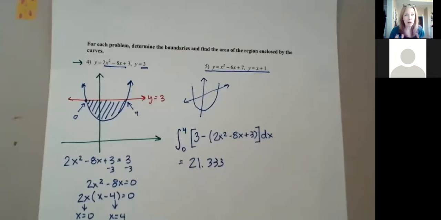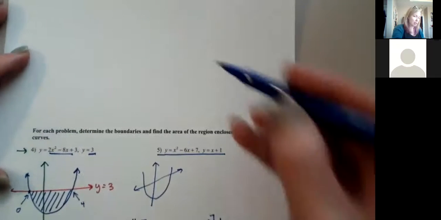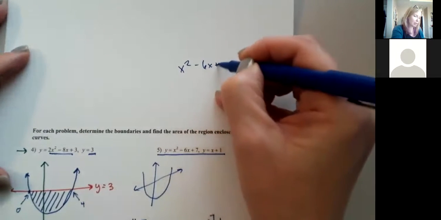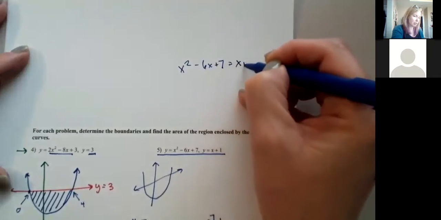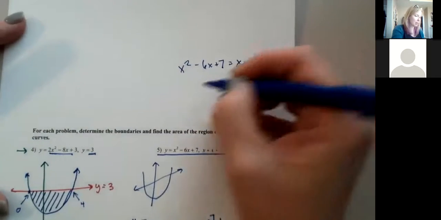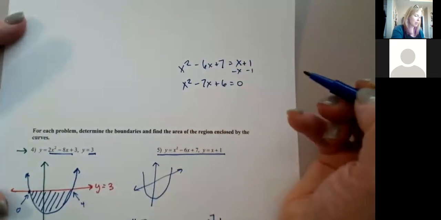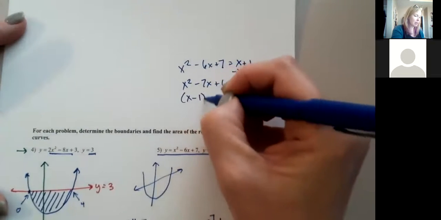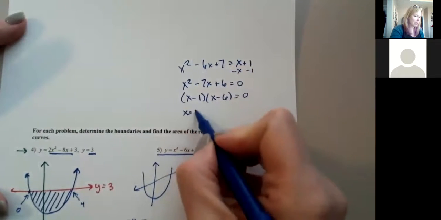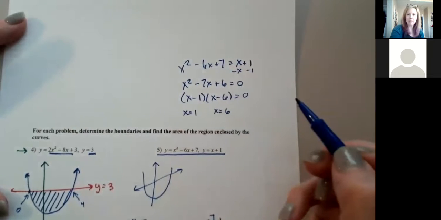Good, right, because all we need to do to find those boundaries is set those two equations equal to each other. So I'm going to do x squared minus 6x plus 7 and set it equal to x plus 1. Needs to be equal to 0, so I'm going to subtract the x and the 1. x squared minus 7x plus 6 equals 0. And that will factor to x minus 1, x minus 6 equals 0. And that's where I get x equals 1 as one of the boundaries, x equals 6 as the other boundary.